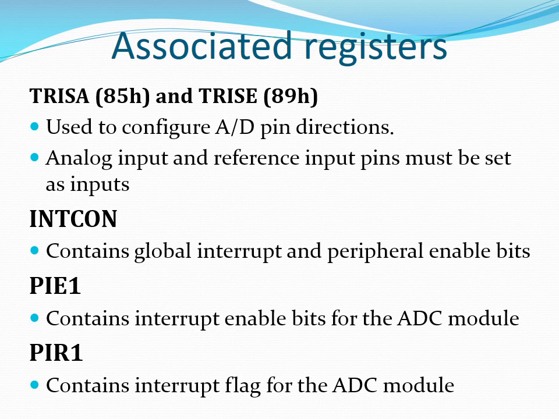TRISA and TRISE are important registers to also consider when working with the ADC module. These registers contain bits that are used to configure the port directions of the pins. Analog input pins and reference input pins must be configured as inputs in order for them to work effectively in the ADC module. If you are going to work with the ADC interrupt, you would need to also consider the registers INTCON, PIE1 and PIR1. INTCON contains the global interrupt and peripheral enable bits. PIE1 contains the interrupt enable bit for the ADC module, and PIR1 contains the interrupt flag for the ADC module.